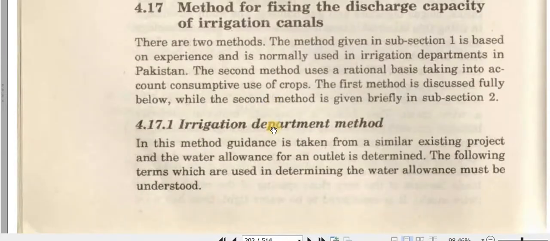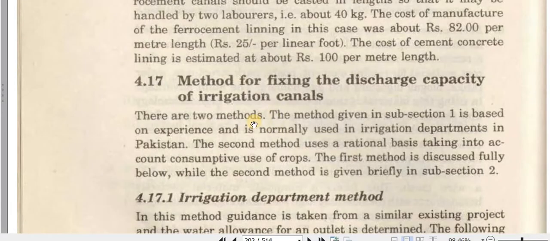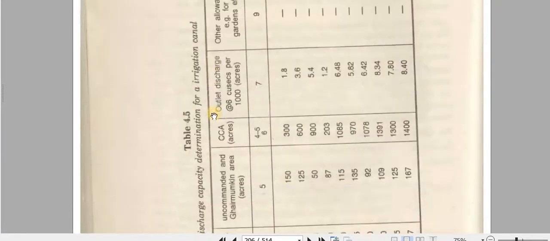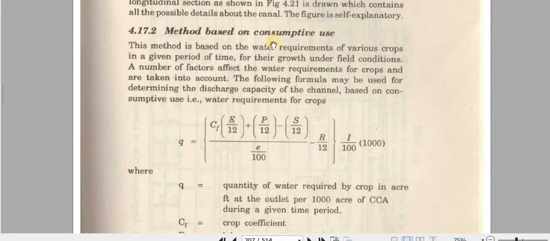And the next and the last topic is the method based on discharge capacity of irrigation canals. Before starting this one, we have to understand one important thing, that the last method is based on consumptive use. This is the equation that is basically used as a demand based system, that is, how much demand there is for designing a canal.